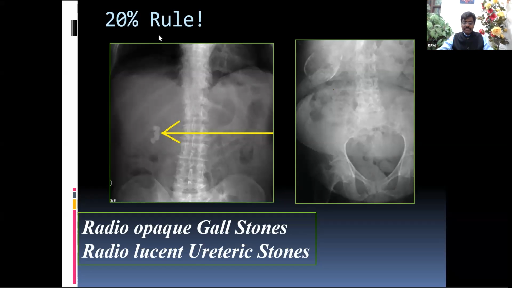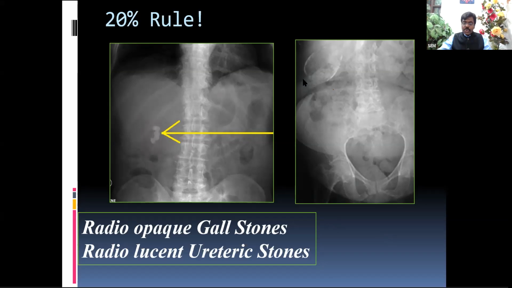Why is it important? Because in the kidney, it is just the opposite. Most of them are radio-opaque because they are calcium oxalate stones. In the presence of a lot of calcium, renal stones are radio-opaque. So 80% of the renal stones are opaque, whereas 80% of the gallstones are radiolucent. That is a very important statement. Here is a rare 20% case of gallstone.